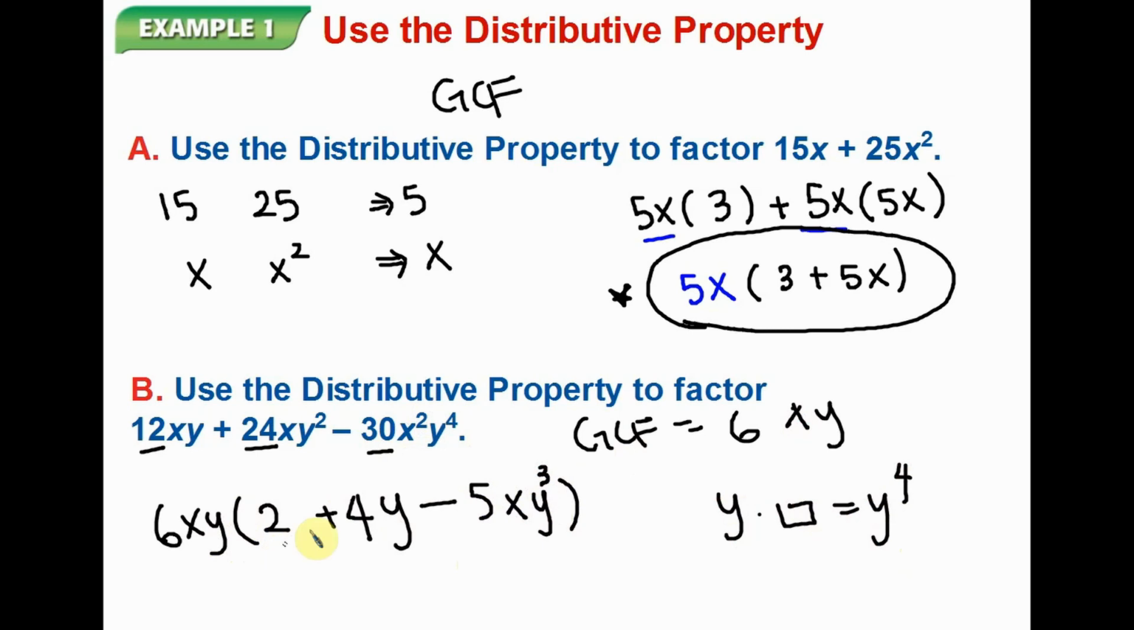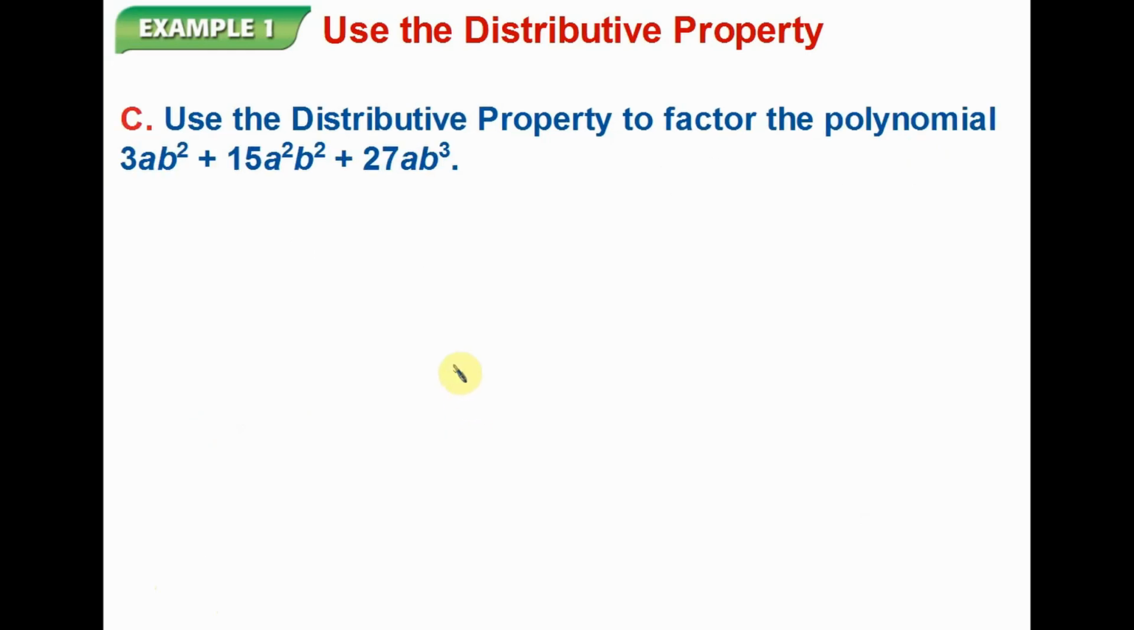And once you know that there is no common factor of all three terms, you can conclude this is my answer. Here's part C. So one more time, when I'm finding the greatest common factor of each term, start with the number. I have 3, 15, and 27. Their greatest common factor is 3.